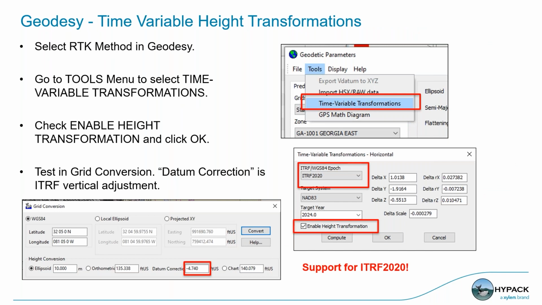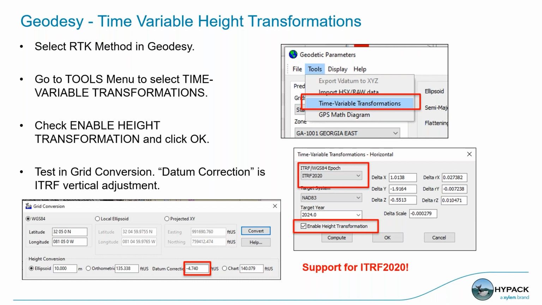Another thing we've added is the time variable height transformations to our time variable transformations option in the geodetic parameters. Basically what this does is that we can now calculate a proper height based on the ITRF ellipsoid. For example, a lot of the subscription type satellite systems are using ITRF rather than WGS84, and the height is going to be different than WGS84.